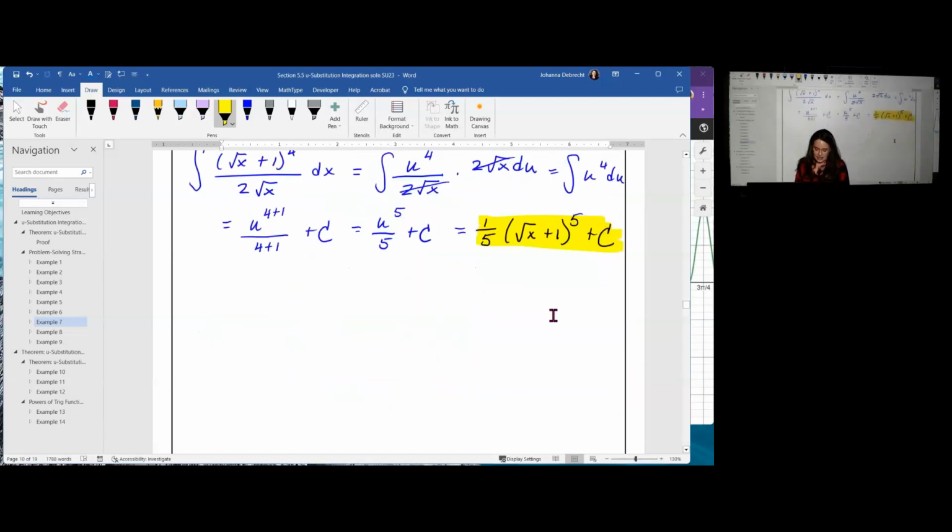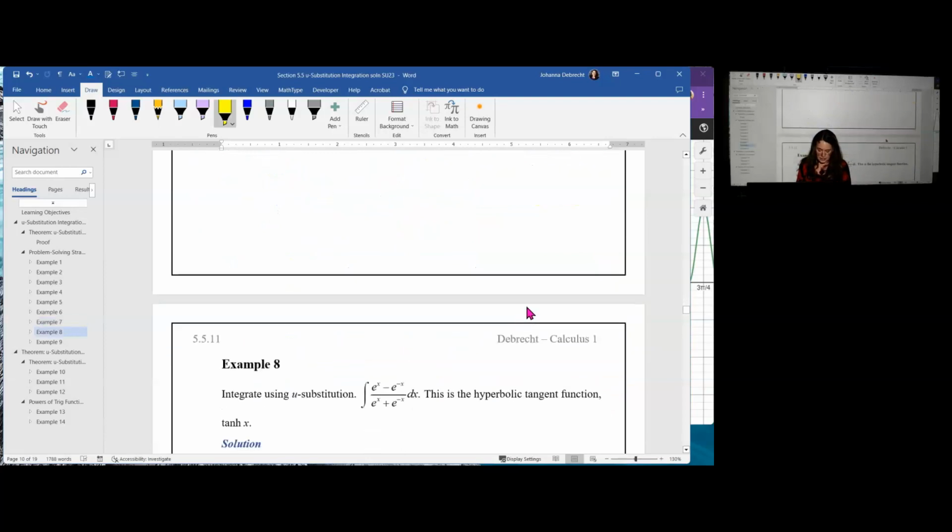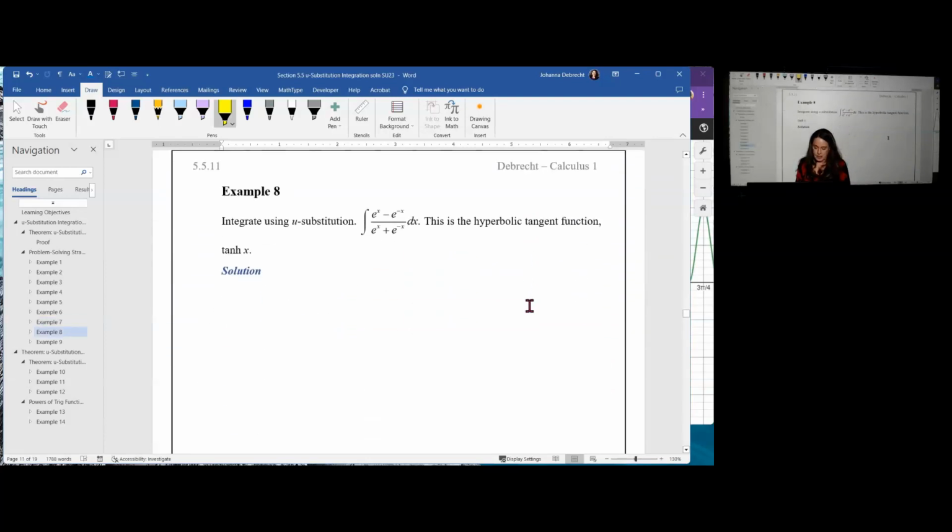Let's now look at example 8 and example 9. Example 8 is an exponential function. It's actually the hyperbolic tangent function, which is not trig at all. It's called hyperbolic trig because the derivatives and integrals follow the pattern of the trig functions. But it's actually an exponential function, as you can see by the definition here.